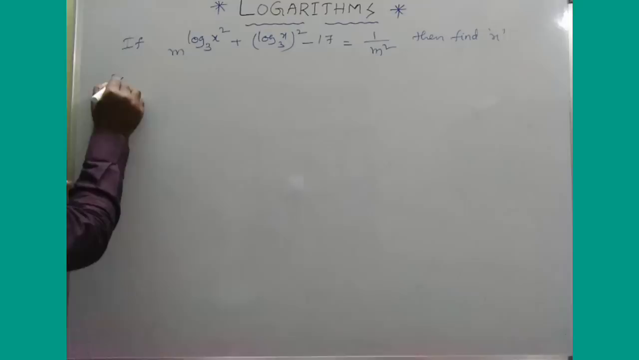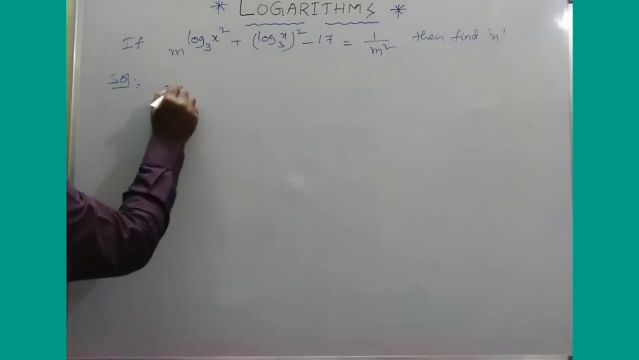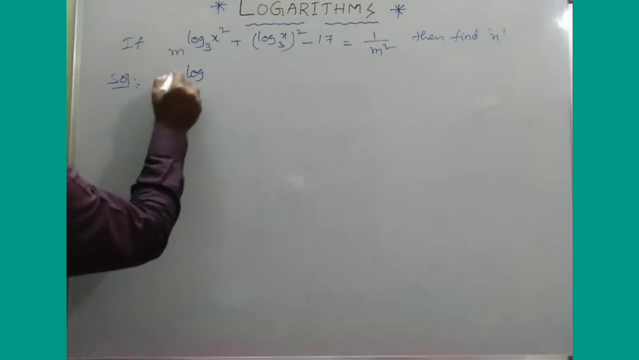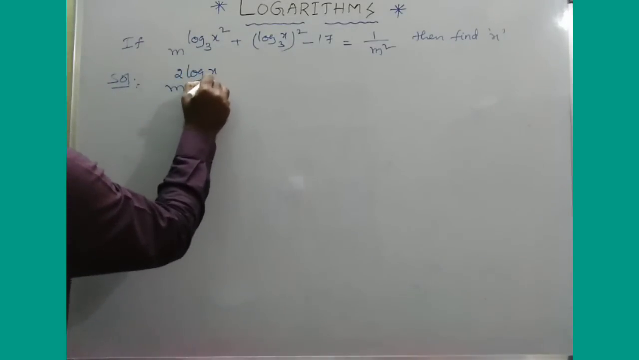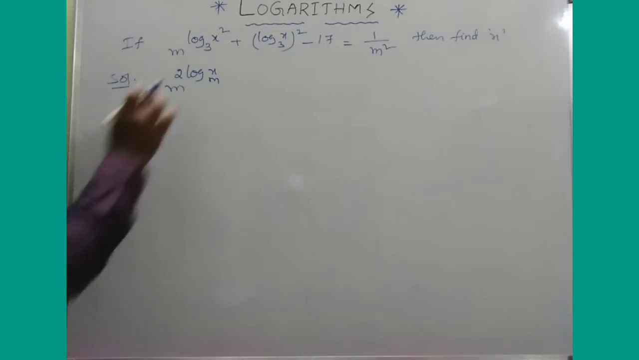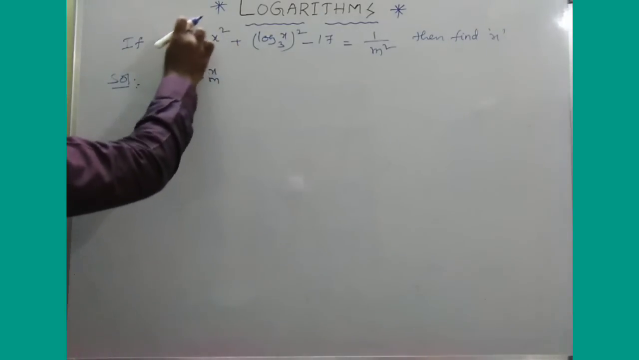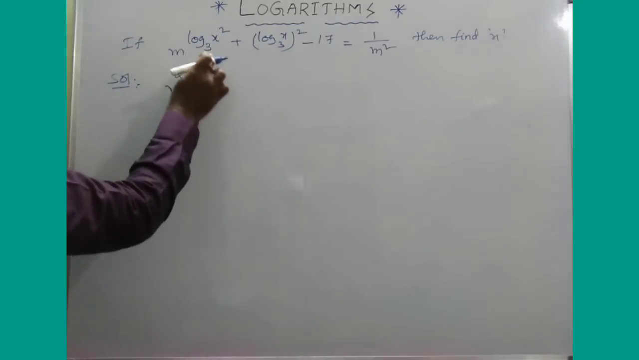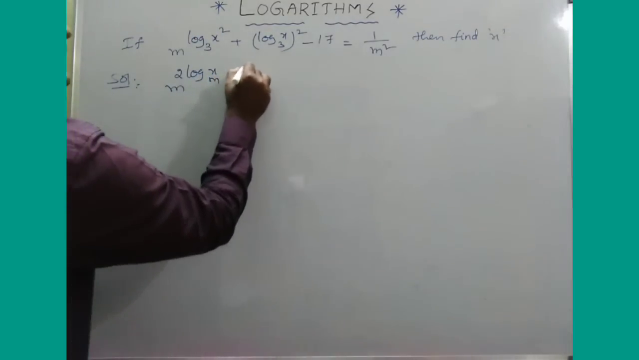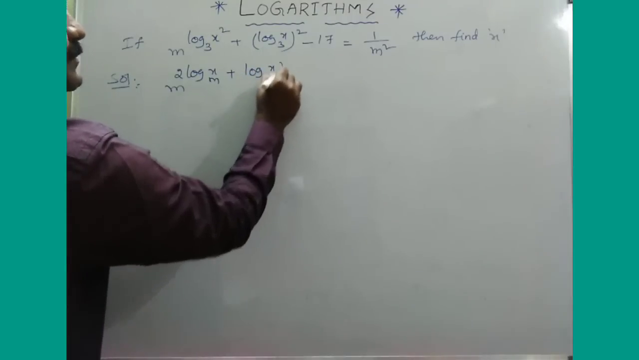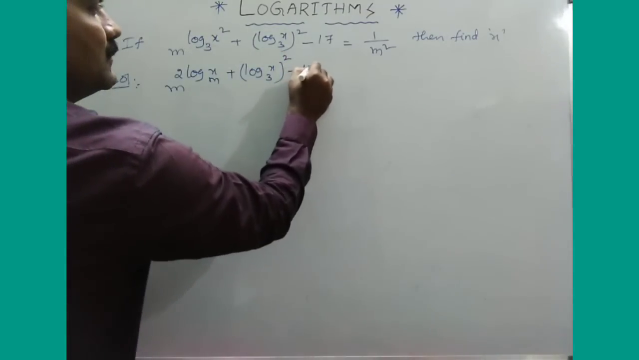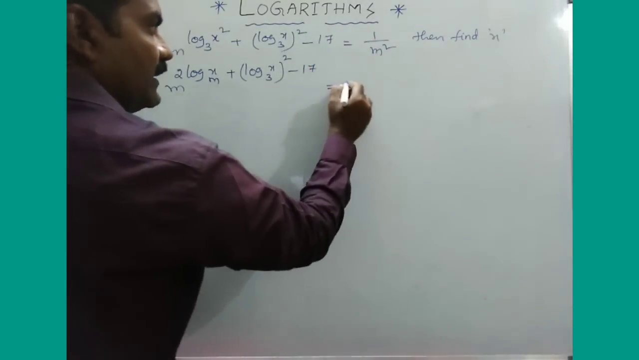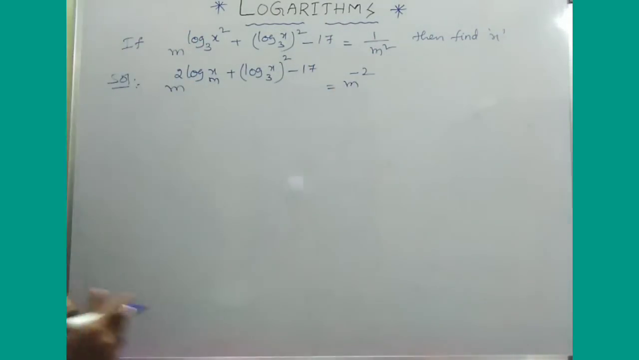So listen, coming to the solution, what is given? M to the power of, can I write this as 2 log x to the base 3? Log x square to the base 3, the power comes before the logarithm. So m to the power of 2 into log x to the base 3 plus log x to the base 3 whole square minus 17 is equal to 1 by m square, which can be written as m to the power of minus 2.